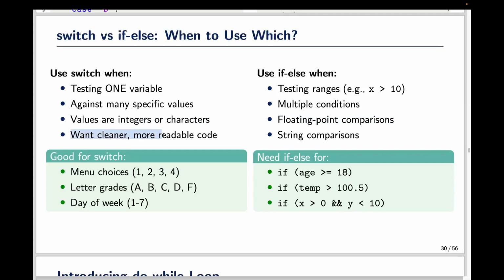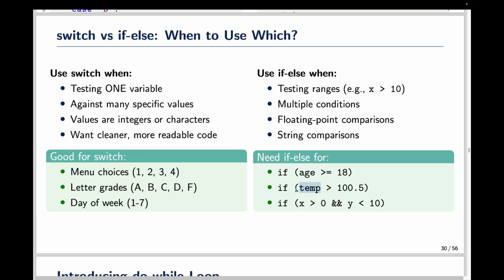If you want cleaner, more readable code, then the switch statement is good. If you want to do string comparisons, as I've already told you, you can use the if else statement, as in the examples shown: if age is greater than or equal to 18, if temperature is greater than 100.5. Now suppose the temperature is 100.5, this may or may not be greater than. Why? Because you're giving a constant value of 100.5, and in the temperature variable the stored value may be 100.50000001.